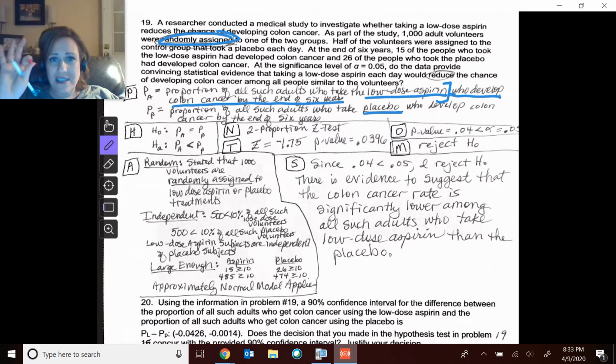I mean, it has to be clear. Who are you generalizing to? What are you saying specifically you are looking for? And so the same thing with the other one. It's the proportion of all such adults that take the placebo. Why placebo? Because I'm thinking we can't necessarily force our body to have colon cancer or not.